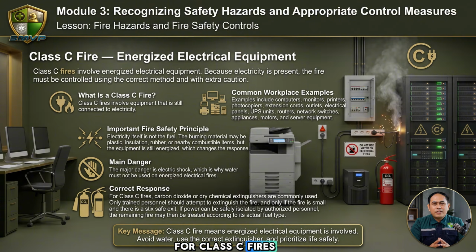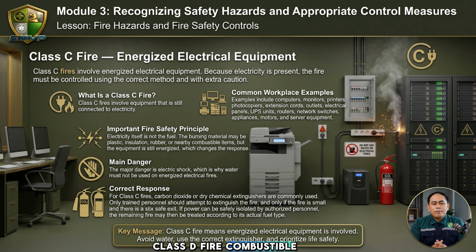For Class C fires, extinguishers like carbon dioxide or dry chemical are commonly used because they do not conduct electricity the way water does. But again, only trained personnel should attempt to extinguish a fire, and only if the fire is small and there is a safe exit. If the power can be safely isolated by authorized personnel, then once electricity is removed, the remaining burning material may be treated according to its actual fuel type.